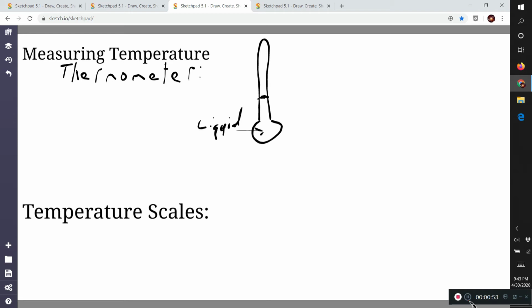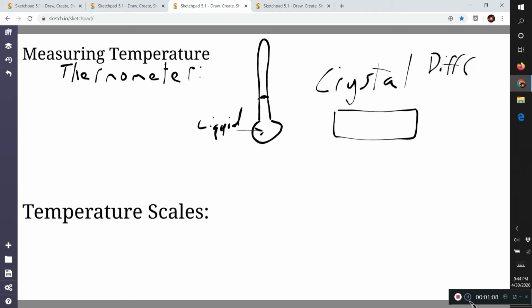There's also crystal thermometers. Crystal thermometers use color coding to tell the temperature. And basically they have molecules that have different colors based on temperature. And so because they can be very specific, this color means this temperature, they can then be used to monitor temperature as well.